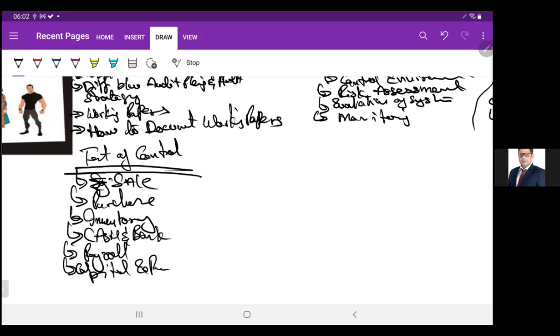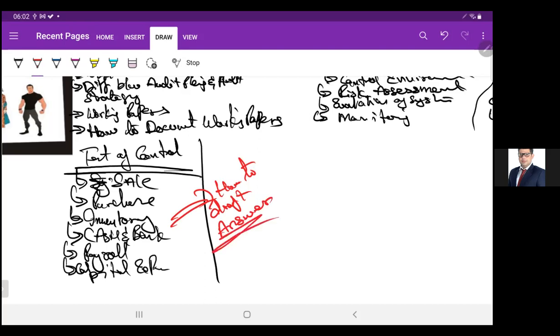And obviously, we will focus a lot on how to draft answers on it, as examiners complain a lot that students do not have the technique to write or draft answers on it.